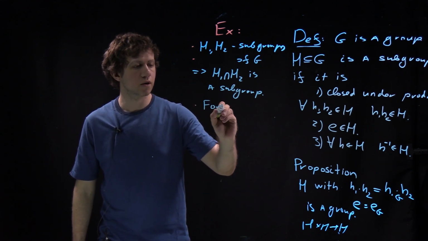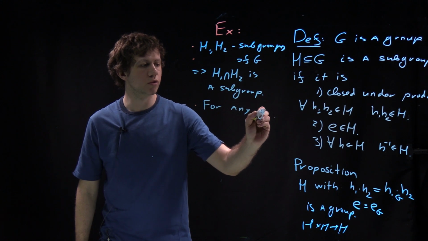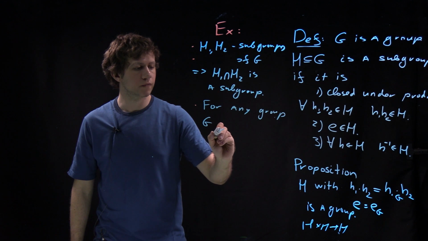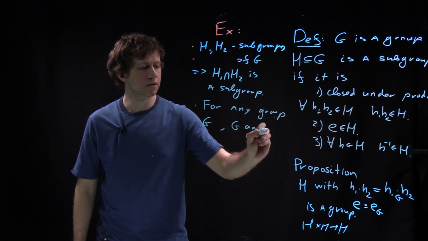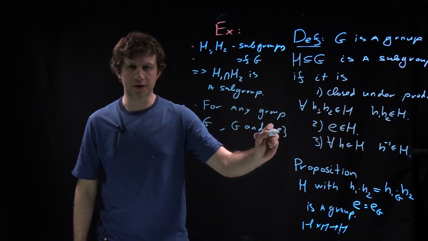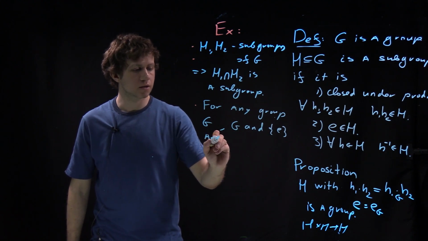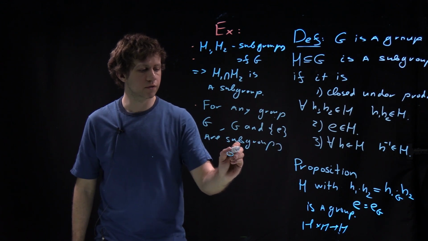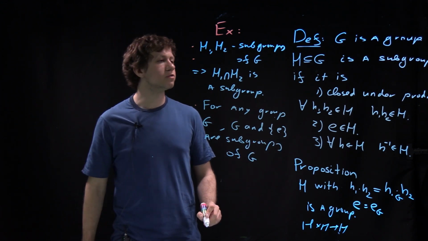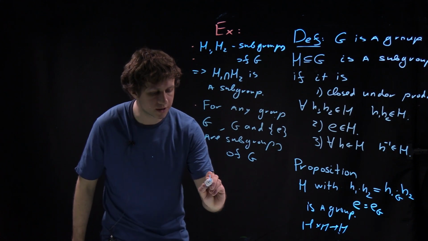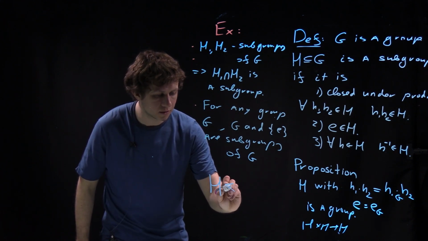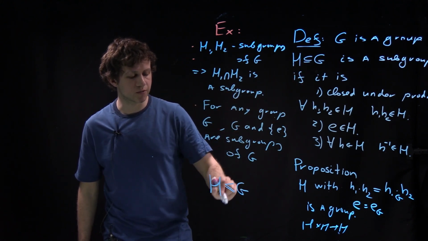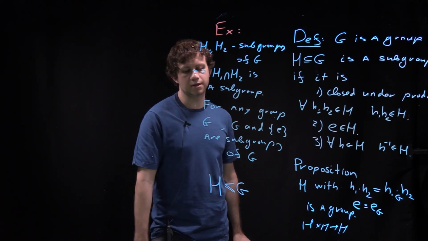for any group G, G and the subset containing just the identity are subgroups of G. Also we need some notation. The notation is something like this, less or equal. It's kind of like a subset, but just less or equal. And that's the notation.